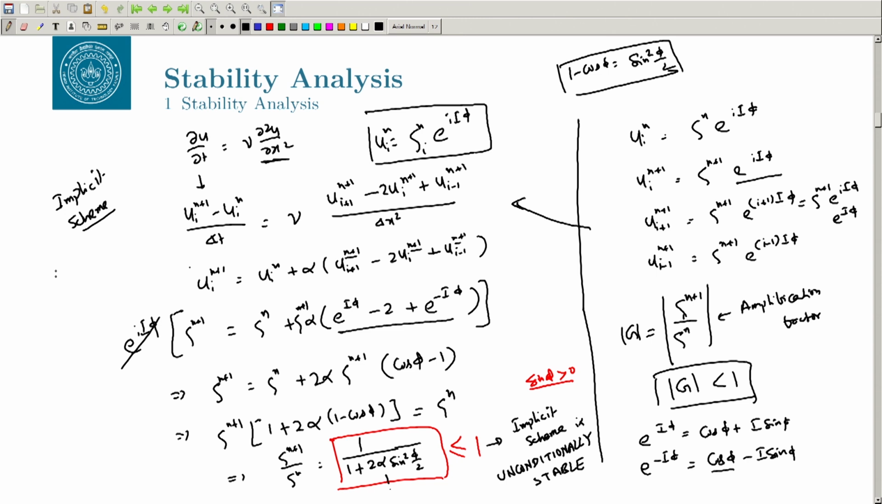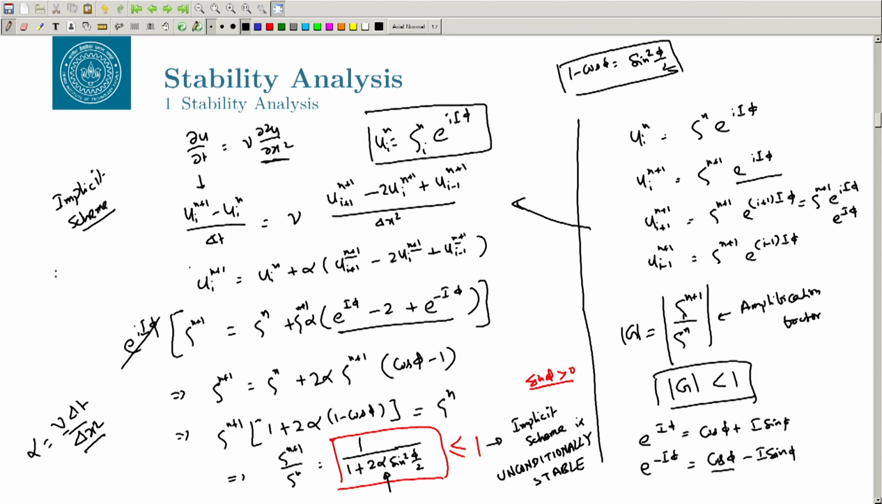Remember here alpha is a positive number. What is alpha? Alpha is nu delta t by del x square, right. So, delta t is positive, delta x is positive, and if nu is positive then it is always less than or equal to 1, okay.